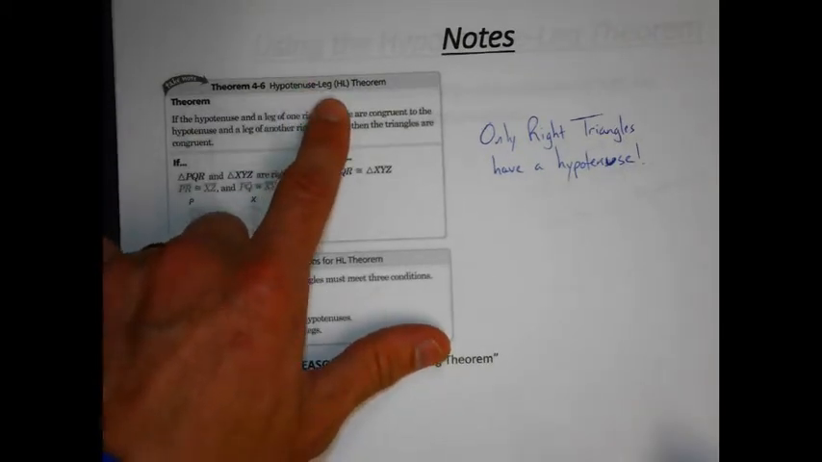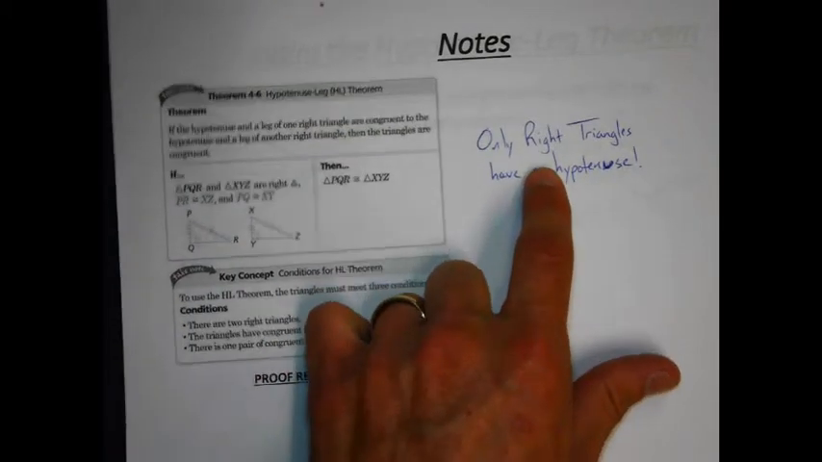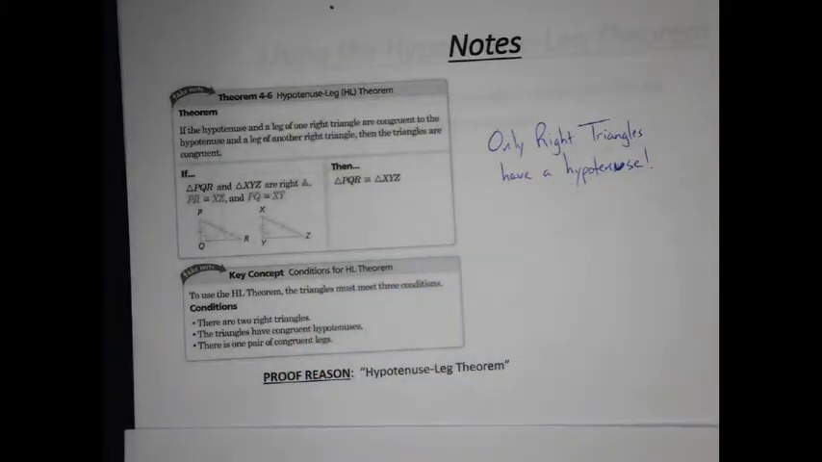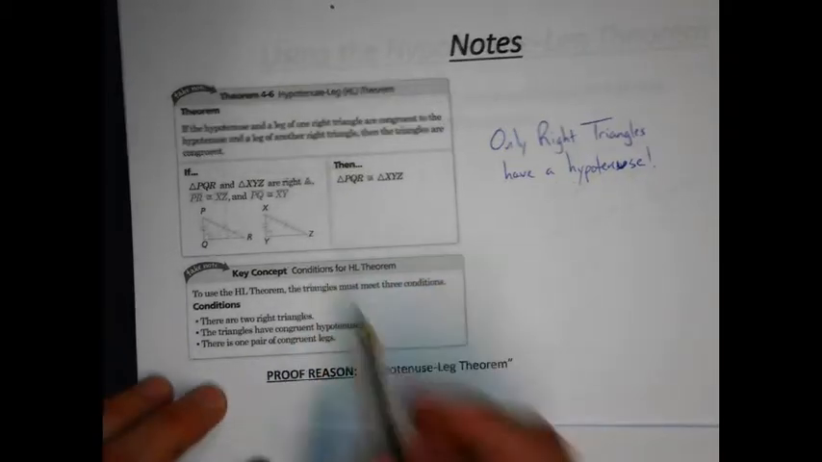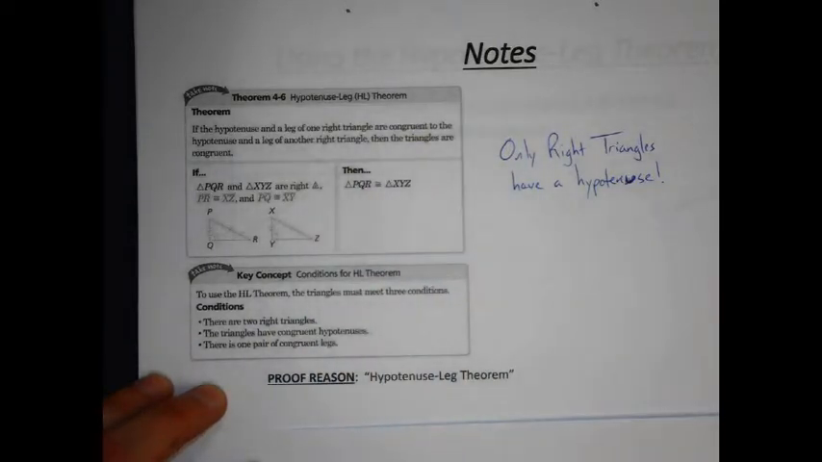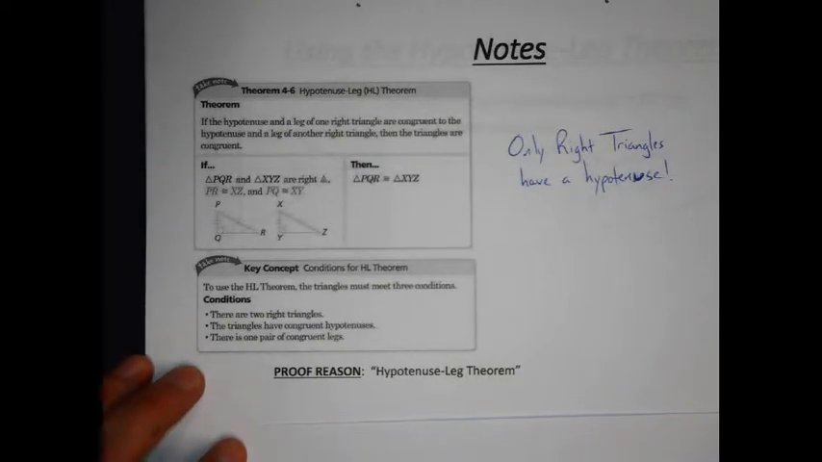leg theorem. First thing you got to understand is this little note here. Did you know only right triangles have a hypotenuse? It's the side that is opposite the right angle. So when we have a right triangle, we have a right angle. And we'll be using the definition of right triangles for these proofs because we must establish we're dealing with right triangles to use the hypotenuse leg theorem.